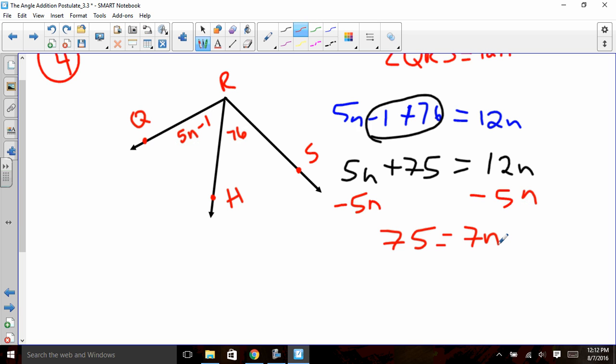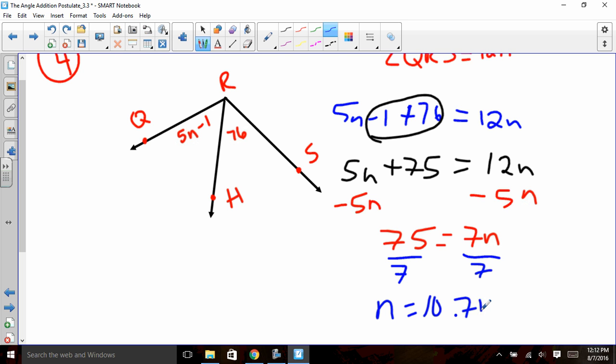All right, just like what we had done before, we need to get our variables separated from our coefficient, or that number out front. So we're going to go ahead and divide. And when we divide this out, we see that my n value is about 10.71. Remember, always round to the second decimal.